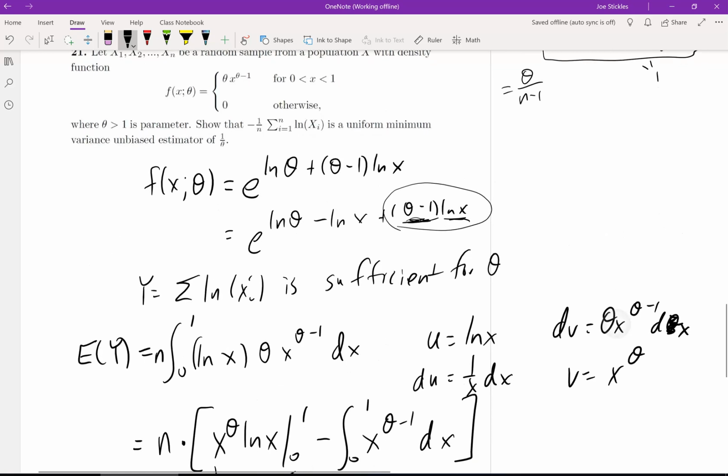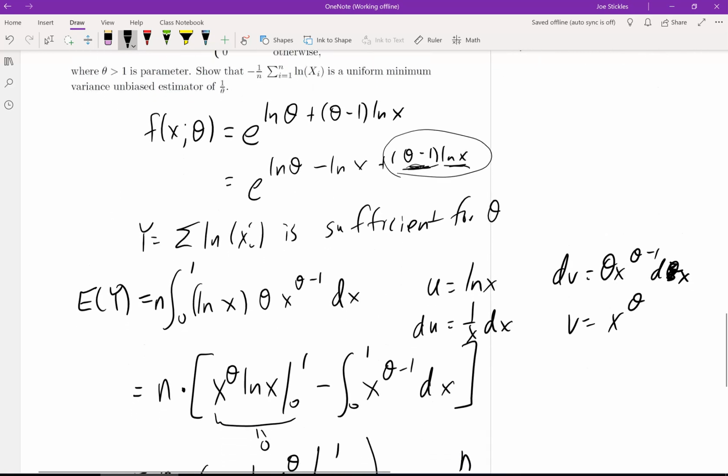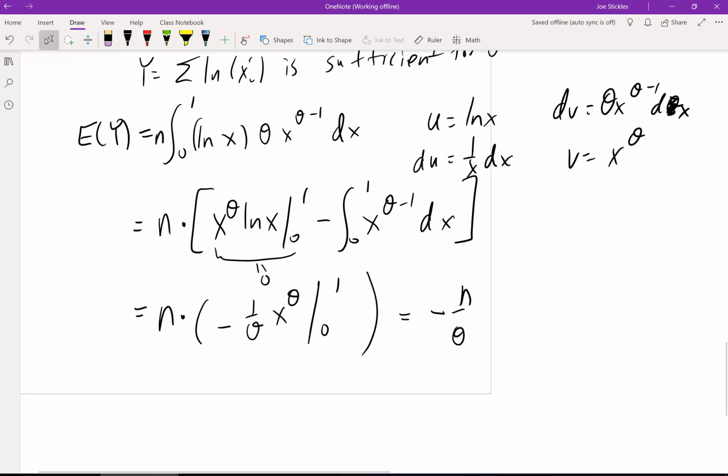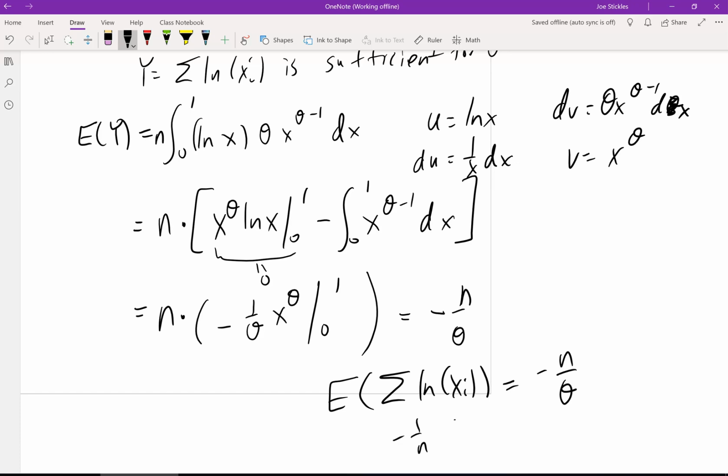The problem asks us to show that negative 1 over n, sum of the log of x's, is an unbiased estimator for 1 over theta. So right now, I've got expected value of the sum of the log of the x sub i's, that was my y, is equal to negative n over theta. Well, I want an unbiased estimator for 1 over theta, so I would move the negative 1 over n out in front.